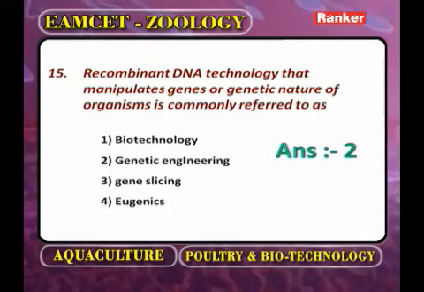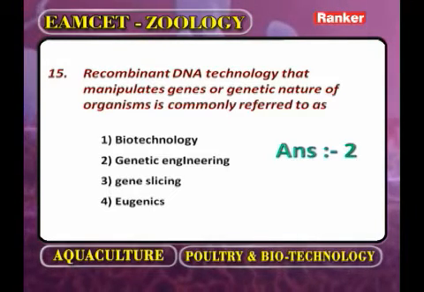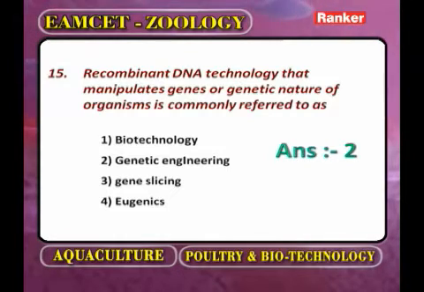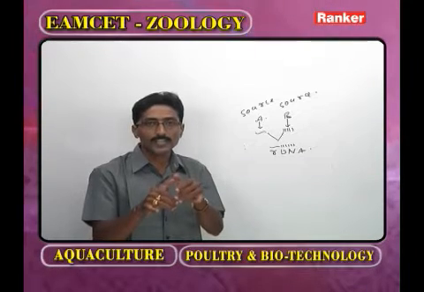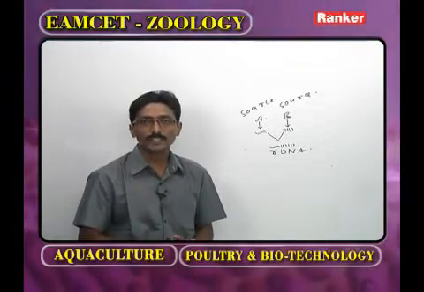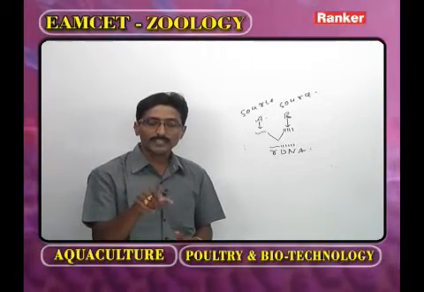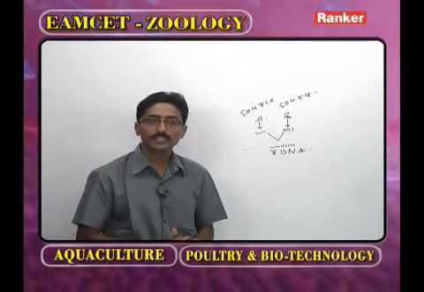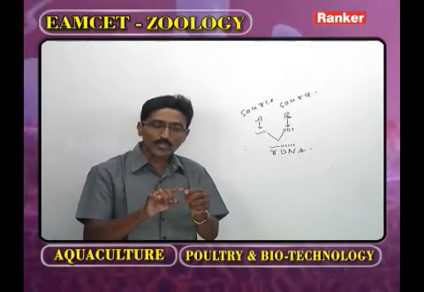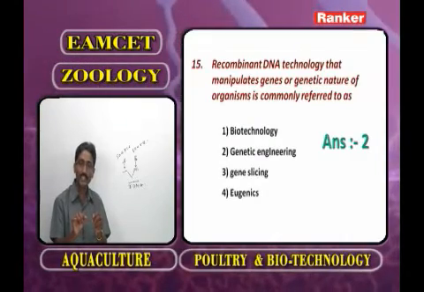Bio-Technology. Now, what are the remaining options? Eugenics. What is meant by eugenics? Applications of genetics for the welfare of human society. The application of genetic principles, that we call eugenics. What is meant by gene slicing? That means to remove the unwanted genes.